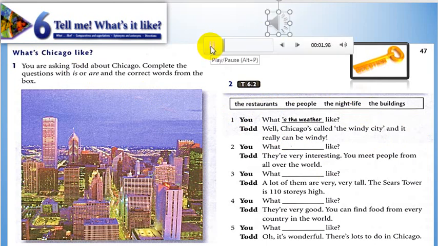Tape script 6.2. 1. What's the weather like? Well, Chicago's called the Windy City, and it really can be windy. 2. What are the people like? They're very interesting. You meet people from all over the world. 3. What are the buildings like? A lot of them are very, very tall. The Sears Tower is 110 stories high. 4. What are the restaurants like? They're very good. You can find food from every country in the world. 5. What's the nightlife like? Oh, it's wonderful. There's lots to do in Chicago.